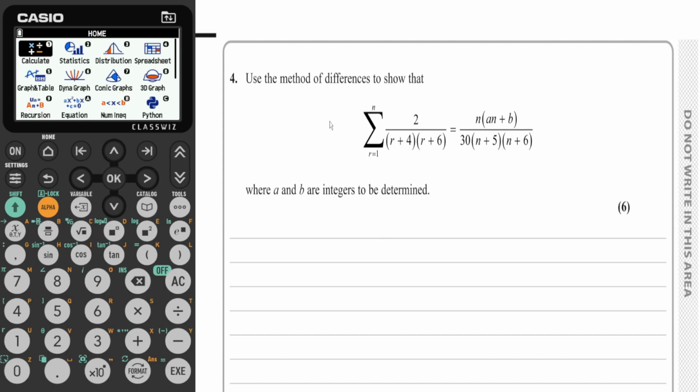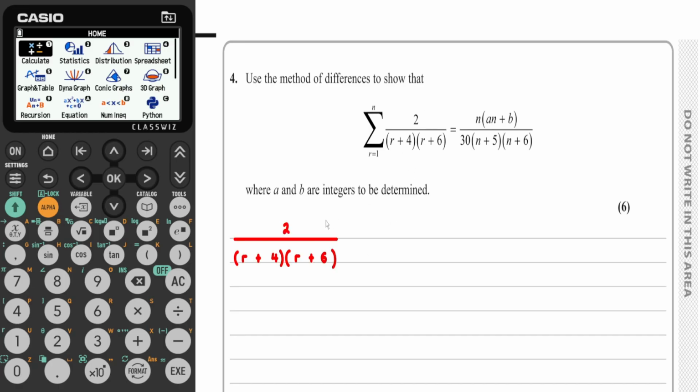Question number 4. Use the method of differences to show that the sum of 2 over (r plus 4)(r plus 6) from r equals 1 to r equals n is equal to n times (an plus b) over 30 times (n plus 5)(n plus 6), where a and b are integers to be determined.